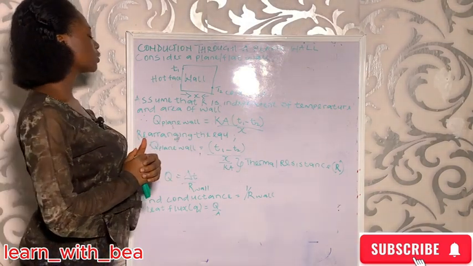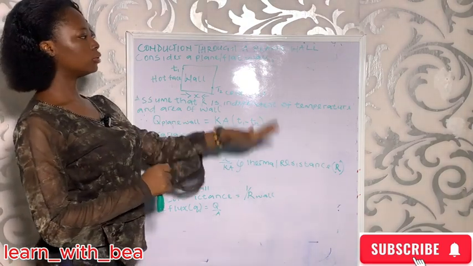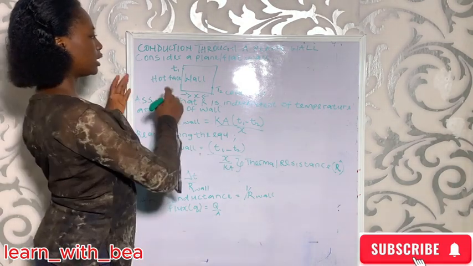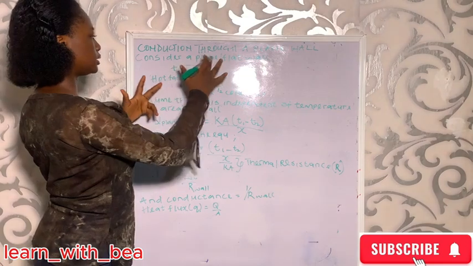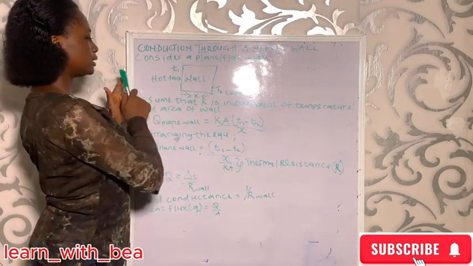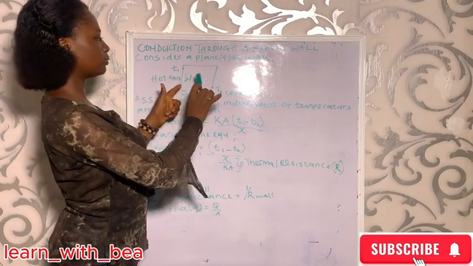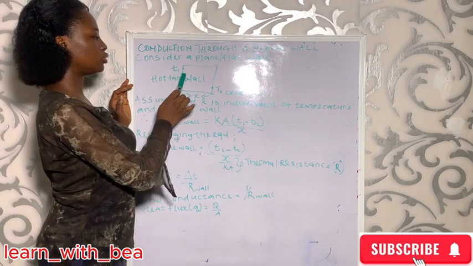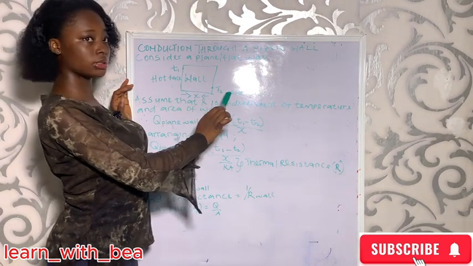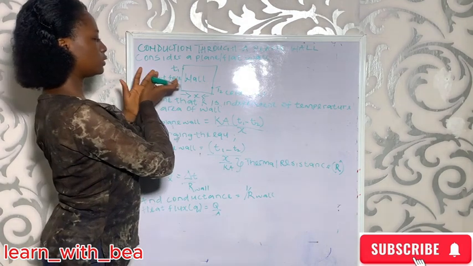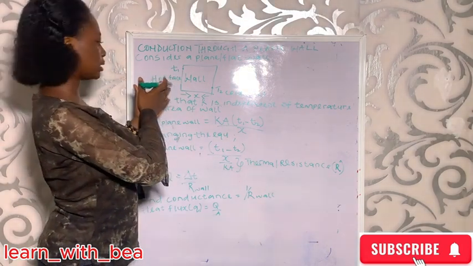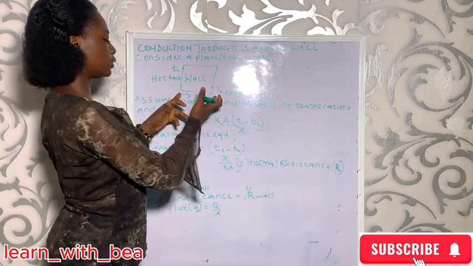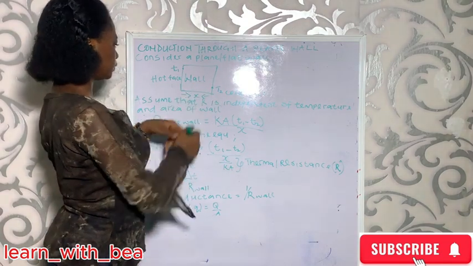So let's continue. Now we're talking about conduction through a plane wall. We are considering a plain flat wall. Let's say this is the wall, and heat is going to flow through it. This is the initial temperature, and as it flows, temperature decreases. So this is our inlet temperature, then it flows through to the outlet temperature. Then this is the thickness of the wall, which is our x.